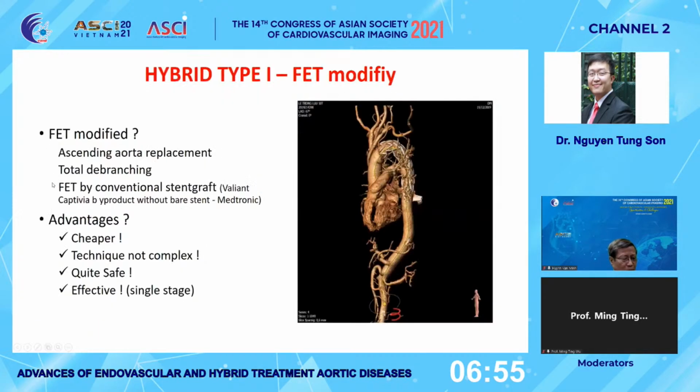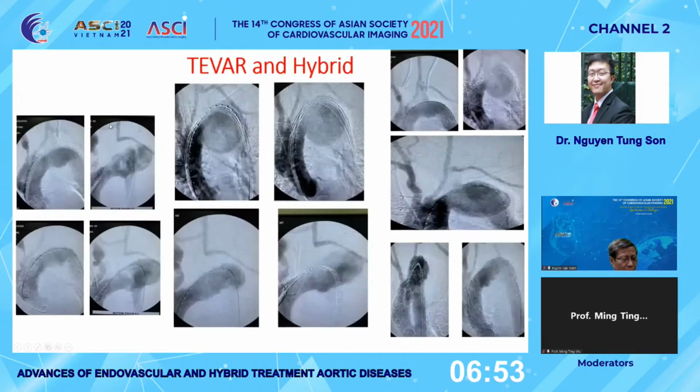And this is some case where I put a stent. You can use a bypass from the right carotid to the left carotid, and transposition of the left subclavian artery, and after that they put a stent like this, even a big area like this. Okay, sometimes I do the total rebranching, and after that I put a stent.